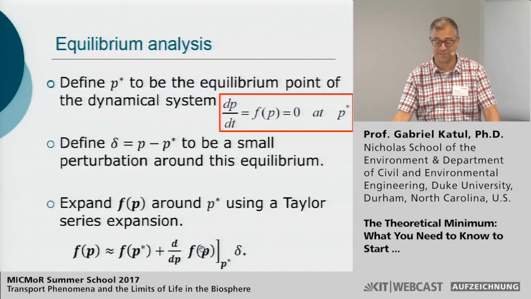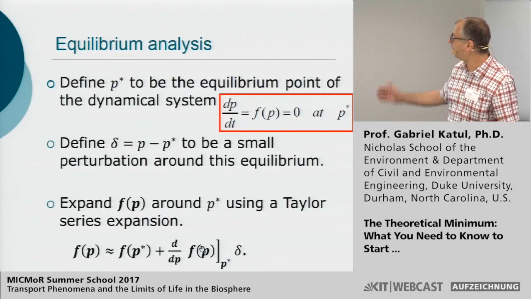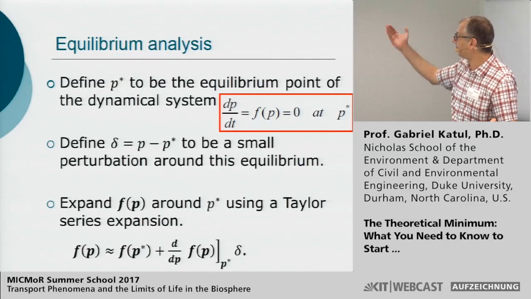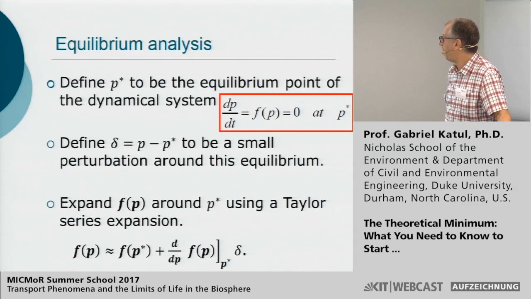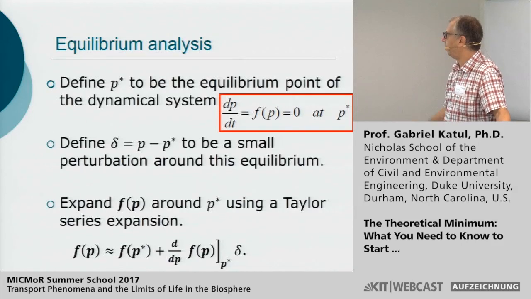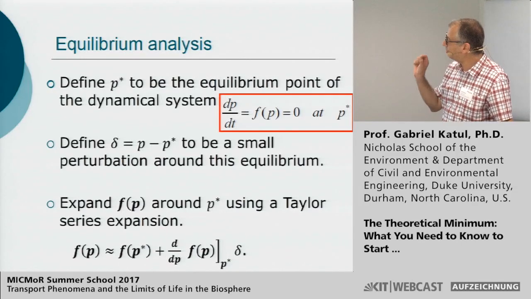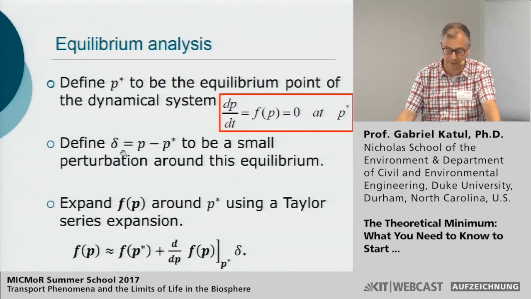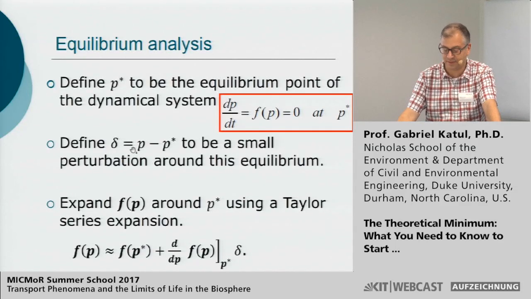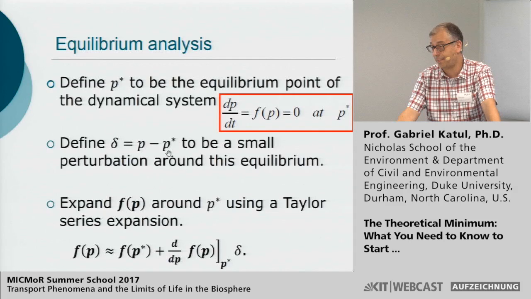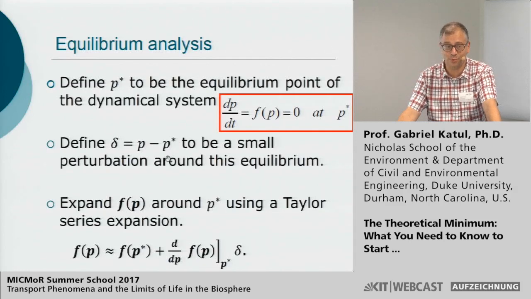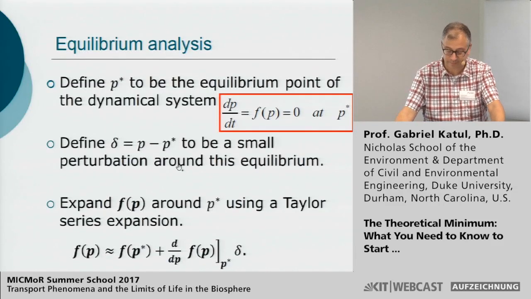The way you do this is you basically start with the dynamical system, in this case, the population. You equate it to 0, and you evaluate the equilibrium points. Then you introduce a small perturbation from equilibrium. So in this case, delta is some small perturbation around the equilibrium point, p star. In the case of the logistic equation, p star was either extinction or the carrying capacity. So it's two values.